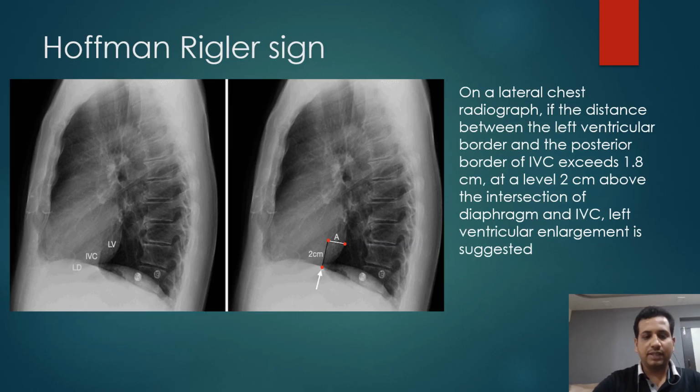Moving on, I just said there are some similarly named signs. That is the Hoffman-Rigler sign. This is an entirely different sign, which is used to detect left ventricular enlargement. As you can see in the first diagram, where my cursor is, this is the diaphragm, and this is the IVC. From the point where the IVC and diaphragm intersect, we have to go 2 centimeters upwards, and from that point, the distance for which the left ventricle is extending posteriorly is measured. If this distance is more than 1.8 centimeters, it is indicative of left ventricular enlargement. So this is the Hoffman-Rigler sign. Okay.